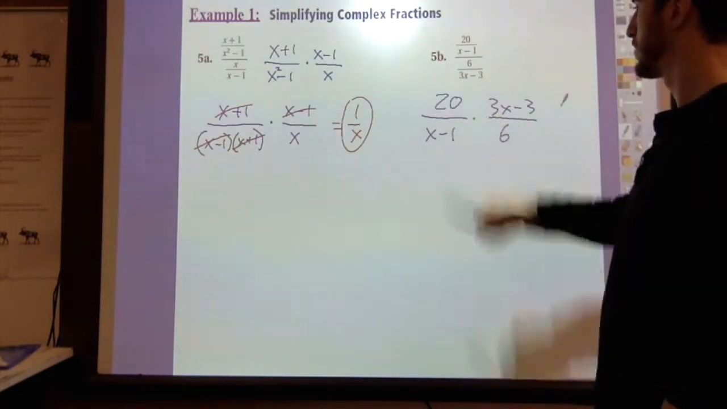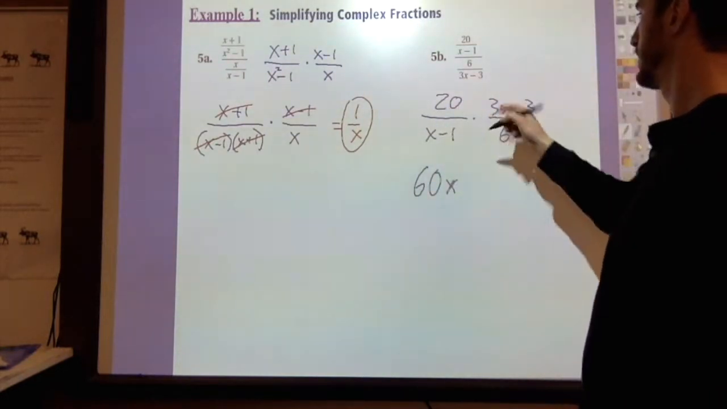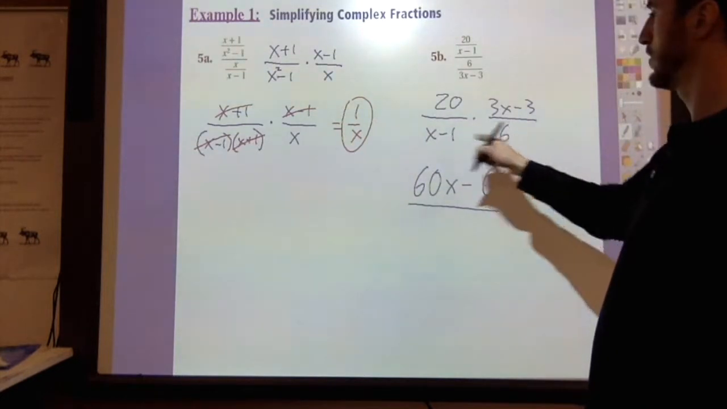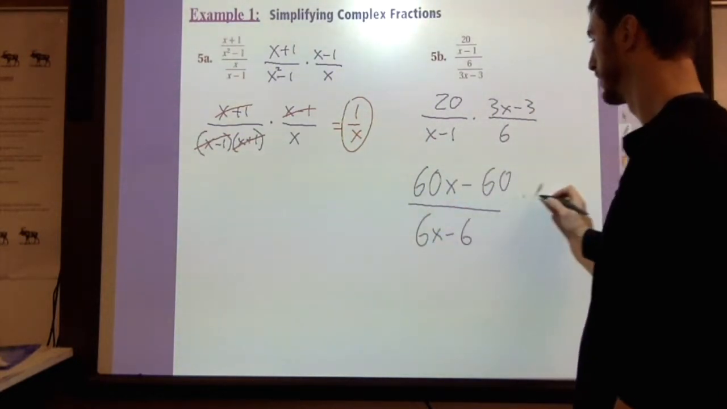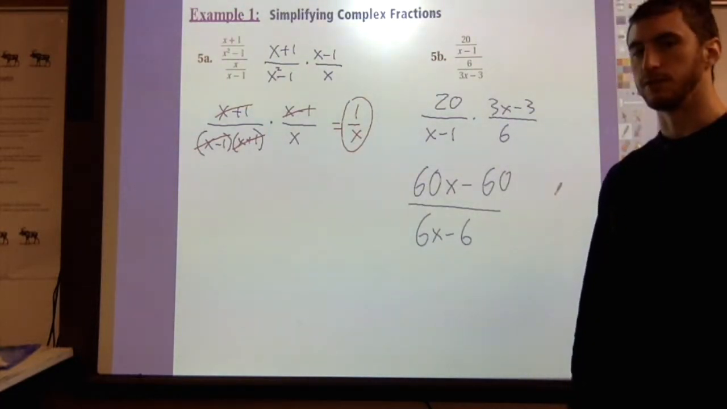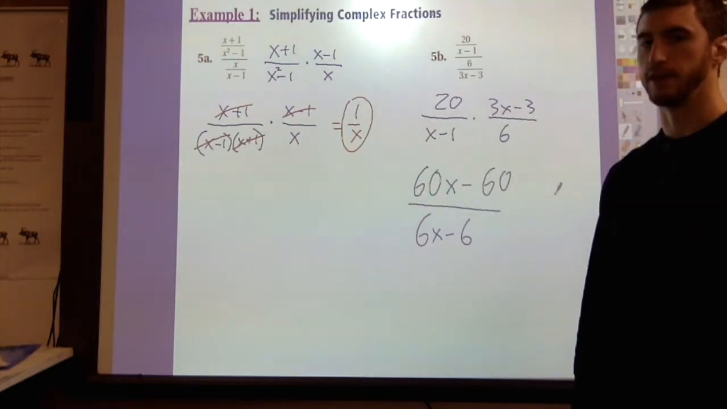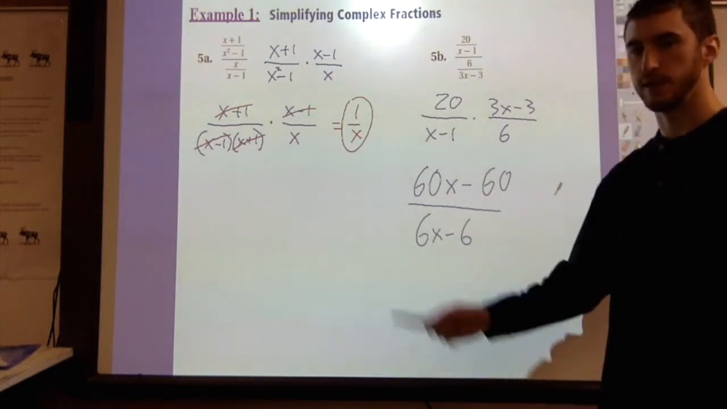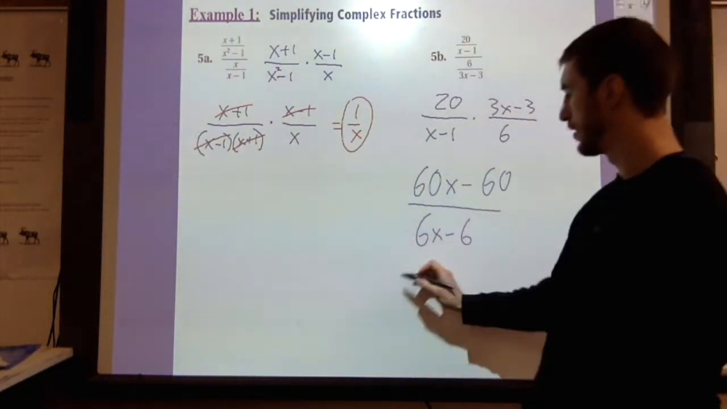So 20 times 3x is 60x. 20 times negative 3 is negative 60. And then I'm going to multiply this 6 with this x minus 1, and I get 6x minus 6. Okay, now, what do you want to pull out of the top and bottom? Can we factor the top and the bottom? Well, we can pull a 60 out of the top and a 6 out of the bottom. So I'll go ahead and do that.